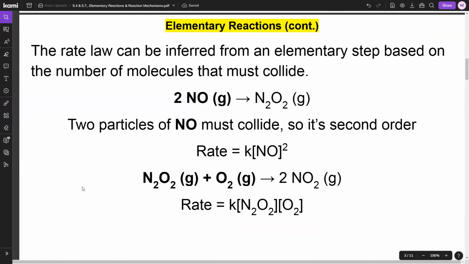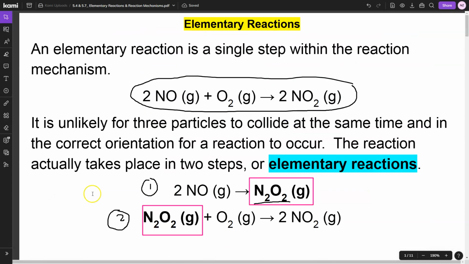So those are the basics for elementary reactions. Again, elementary reactions are the steps that need to happen for an overall reaction to occur. Any species that exists as a product of one reaction and then a reactant of another is an intermediate. And those can be eliminated when we write out our overall equation. And that's elementary reactions.